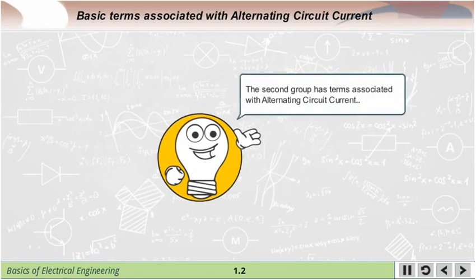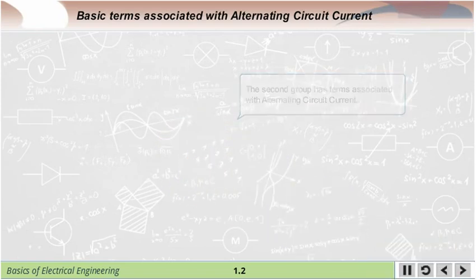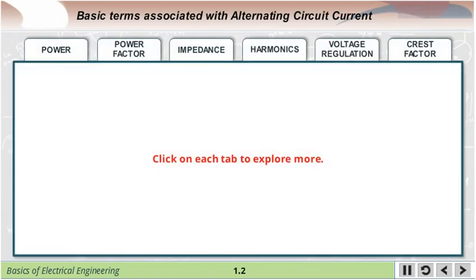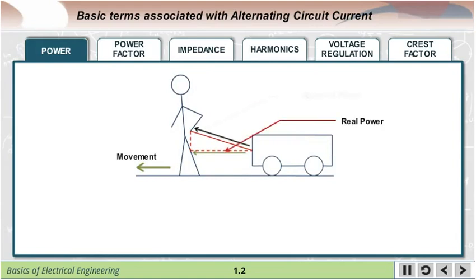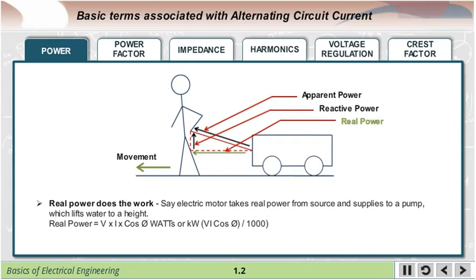The second group has terms associated with alternating current. Firstly, real, apparent, and reactive power for sinusoidal voltages and currents. Real power does the work. Say an electric motor takes real power from the source and supplies it to a pump, which lifts water to a height. Real power is equal to V into I into cos phi watts or kilowatt.